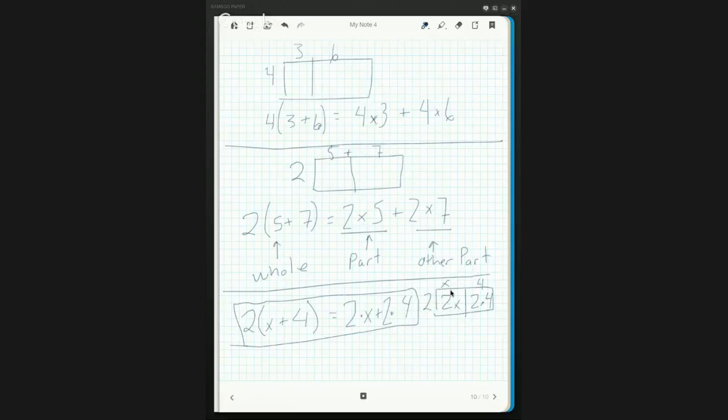Looking at the whole, it's got to be 2 times x plus 4 because the length is x plus 4 and the width is 2. But if I look at each individual part, I should be able to add the two parts together and get the whole.